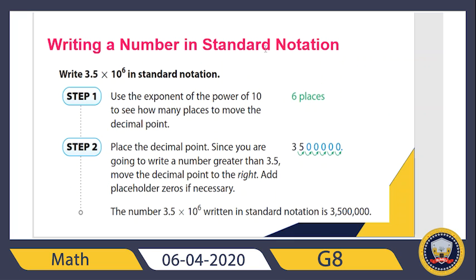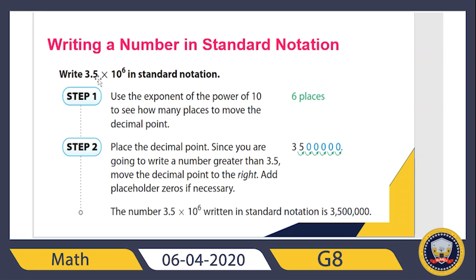Standard notation means he's asking me to enlarge the number. In scientific notation I compress the number, so standard notation is the opposite of scientific notation. He gives me the number compressed, in its scientific notation, which is 3.5 times 10 to the power of 6, and asks me to write it in its standard notation. So what will I do? The opposite of what I did previously.